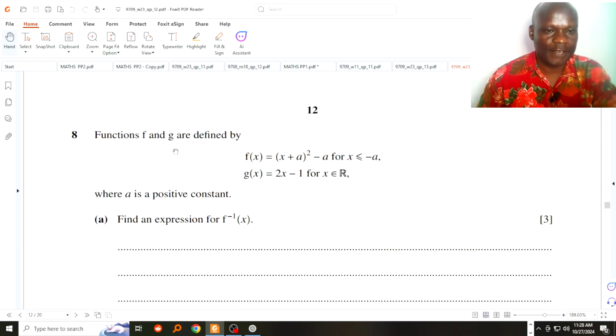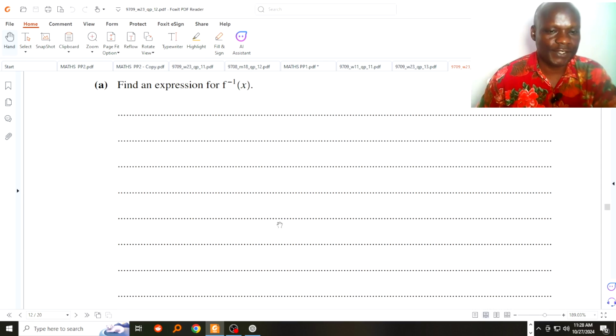The functions f and g are defined by f of x is equal to (x plus a) squared minus a, for x less than or equal to minus a. And the function g of x is equal to 2x minus 1 for x in the real numbers, where a is a positive constant. Find an expression for the inverse of f of x.